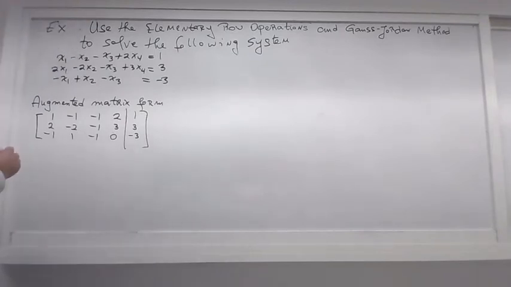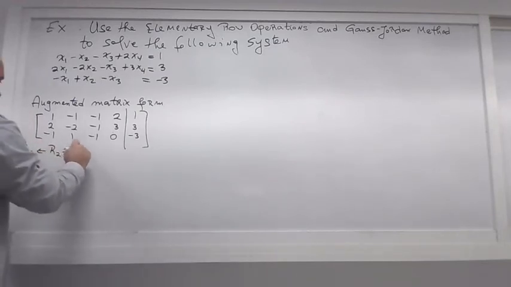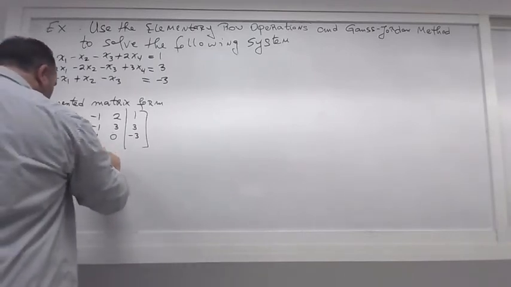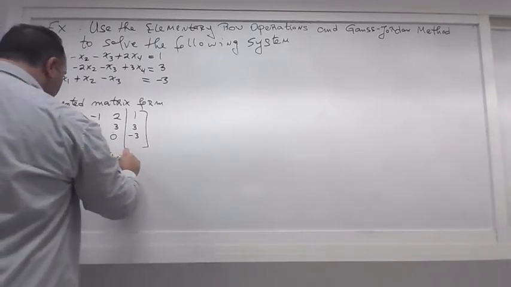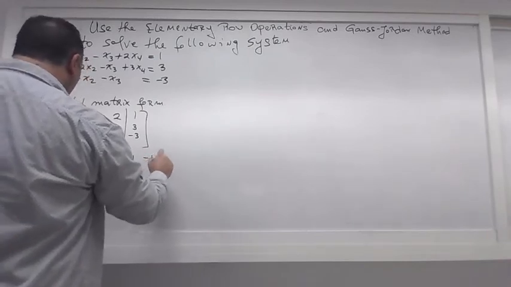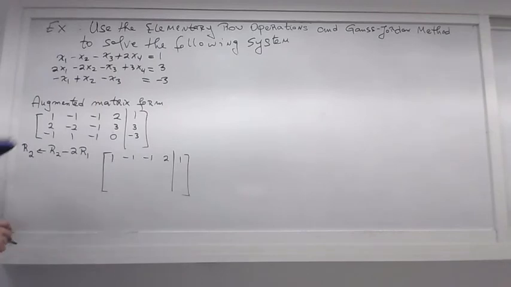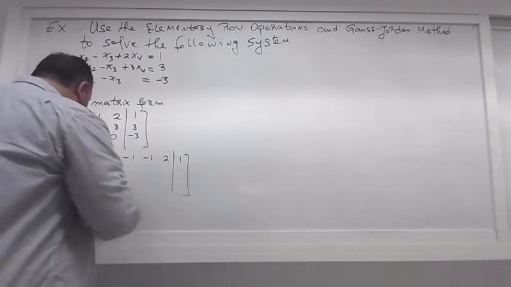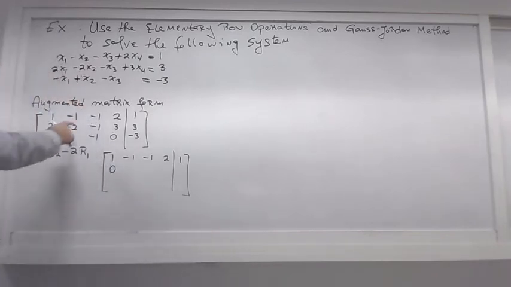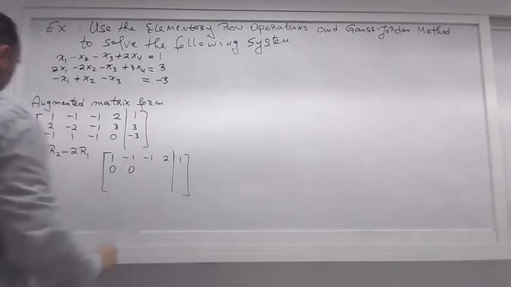Okay, let's start working. I need to produce 0 here. I have my leading entry 1. Produce 0: replace row 2 by row 2 minus 2 times row 1. Beautiful. So copy carefully row 1. So row 2: 2 minus 2, 0. Minus 2 plus 2, 0.